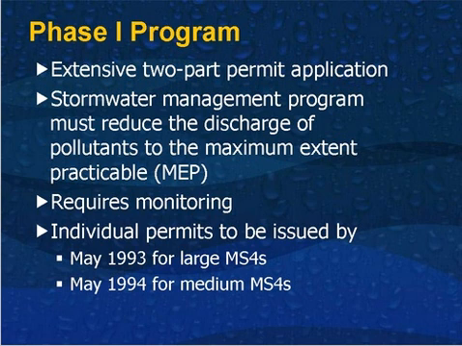The 40 CFR regulations had very lengthy application requirements for the Phase 1 community. They had to submit a two-part application. Some of it was general information, and then other parts were categorizing their system and doing sampling based on land use areas for various pollutants. Then they were required to develop a stormwater program to reduce the discharge of pollutants to the maximum extent practicable.